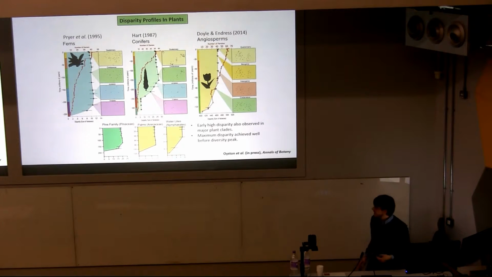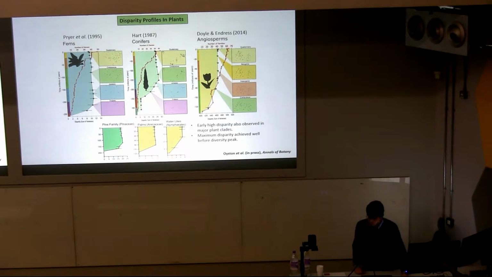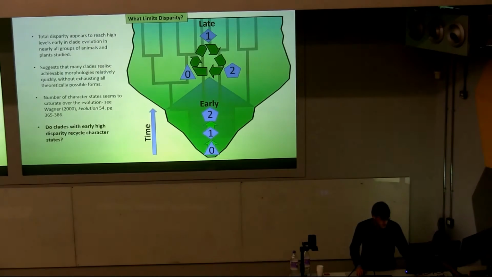So I did this with plants. These plots here are showing major groups of vascular plants. It's important to bear in mind the scale bars here. Diversity is in red on these plots and disparity is in black, and the scale bars are different for the different clades and for the different metrics. Basically, these are showing that diversity is increasing rather more constantly through time than disparity. So we can say, yes, plant clades are showing early high disparity, just the same as animal clades.